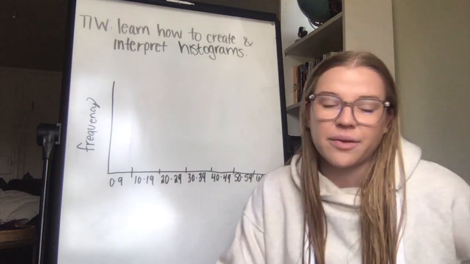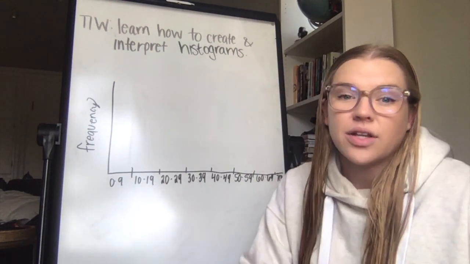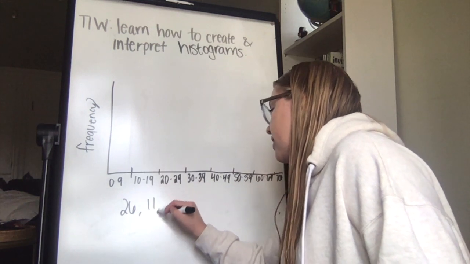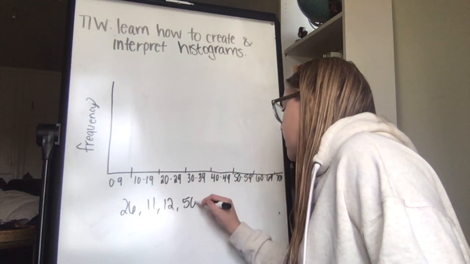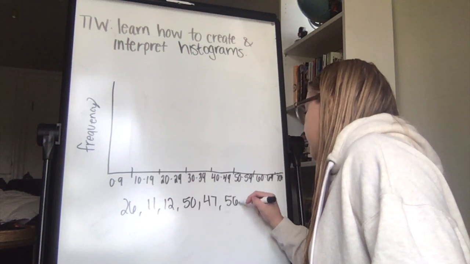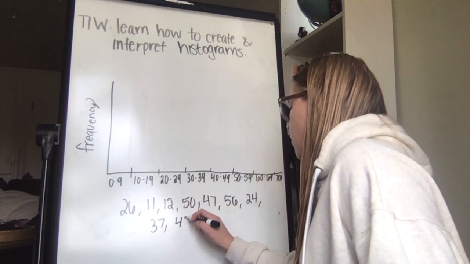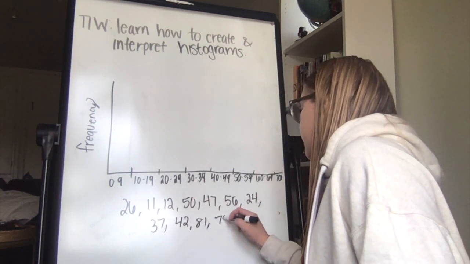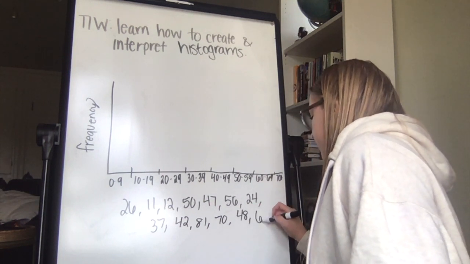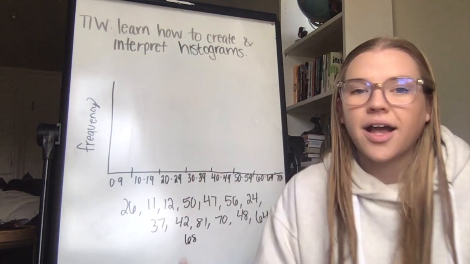That's really hard to read over there. Okay, so how this would work, you're going to see a bunch of data. So let's just make up ages here. I'm 26, most of my kids are 11 or 12, let's say 50, let's say 47, let's say 56, 24, 37, 42, 81, 70, 48, 64, 68. Okay. I just made up those numbers.